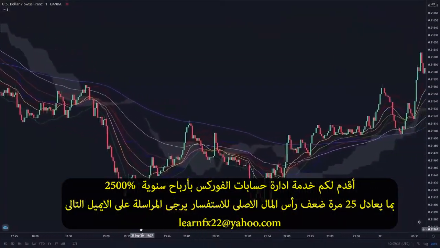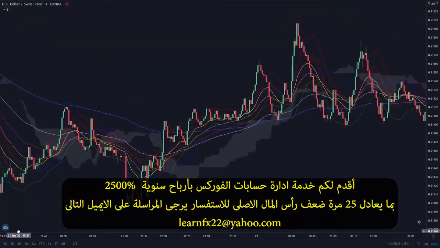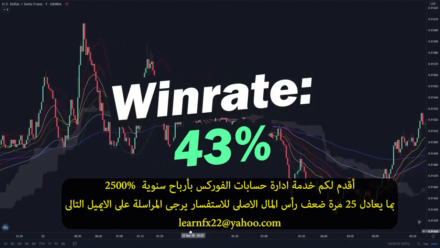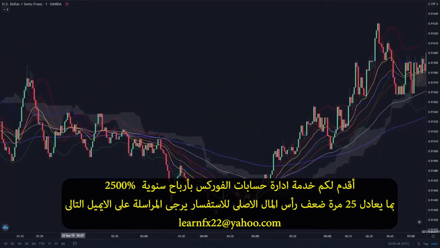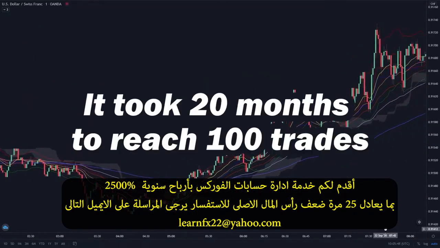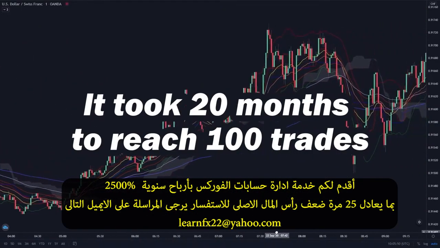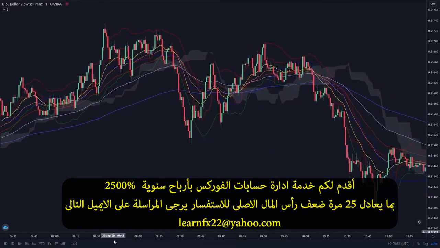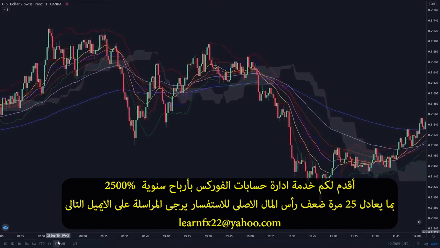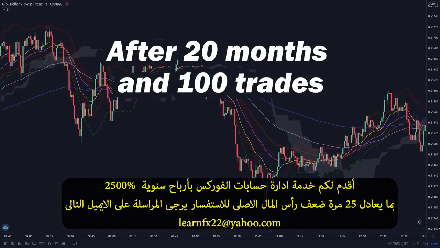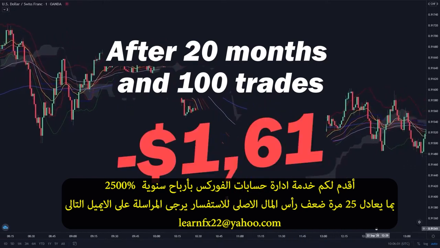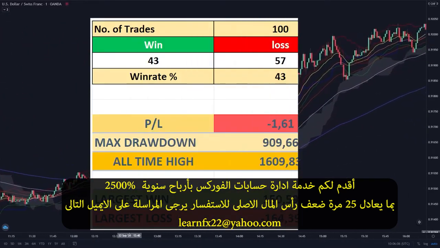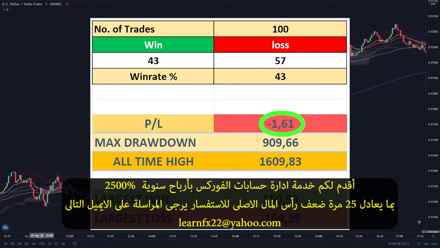After backtesting the Ichimoku Keltner channel 100 times, we received a win rate of 43%. But before I reveal the profits, this strategy took 20 months to reach 100 trades, which is very long. Most indicators average only around 6 months to reach 100 trades. So after 20 months and 100 trades, we received a loss of $1.61.